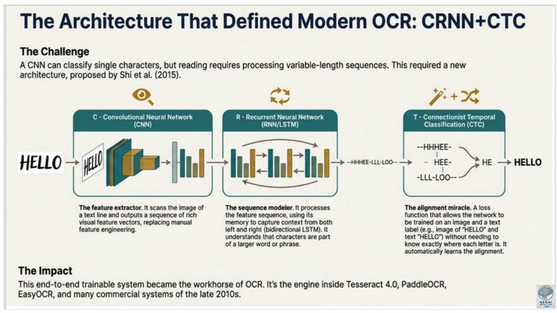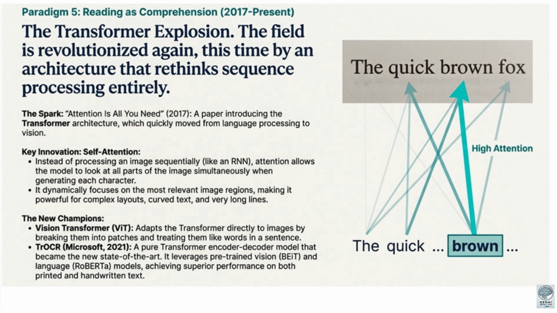CTC aligns predictions without bounding boxes, and helps handle variable length text. It is used in Tesseract 4.0, Paddle OCR, and Easy OCR, and is standard in modern OCR engines. Hello flows from CNN to RNN to CTC. Each stage transforms the text line into a more accurate representation, and CTC produces the final aligned reading.